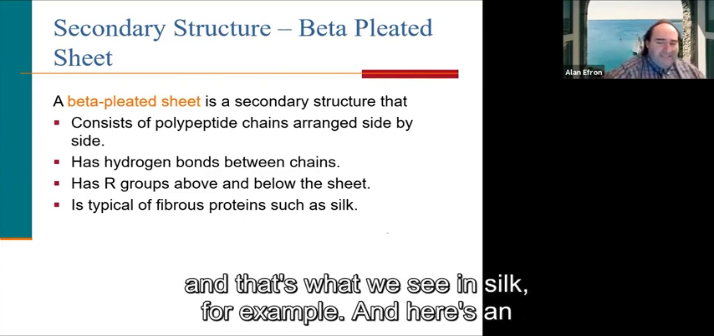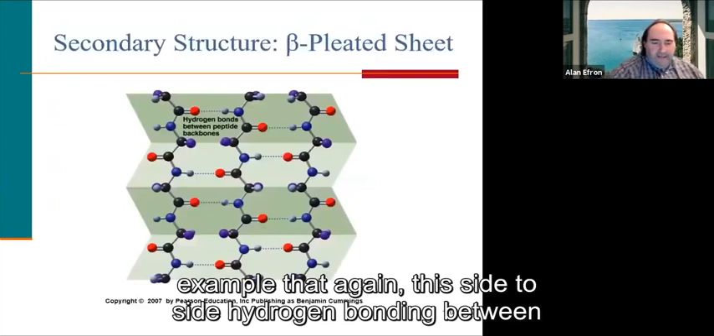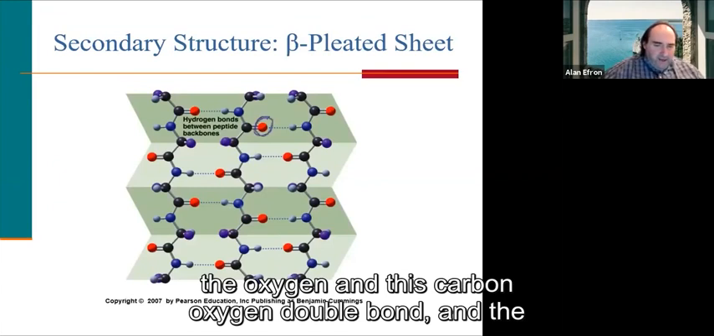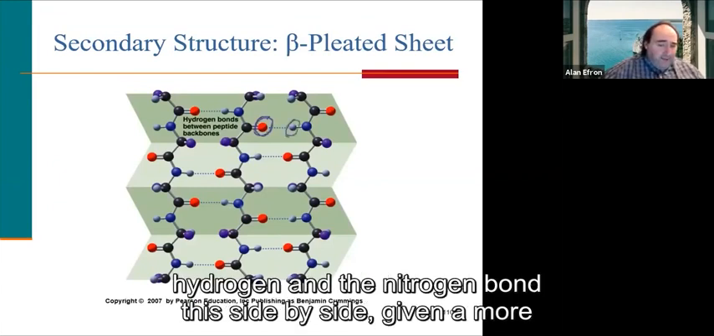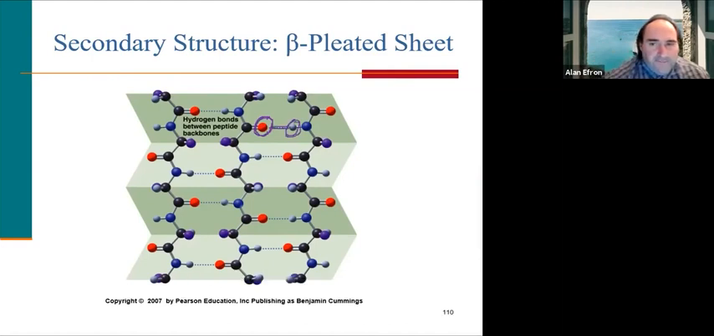And that's what we see in silk, for example. And here's an example of that. Again, this side-to-side hydrogen bonding between the oxygen of the carbon-oxygen double bond and the hydrogen on the nitrogen, this side by side, gives a more pleated structure than the coiled structure that we see.